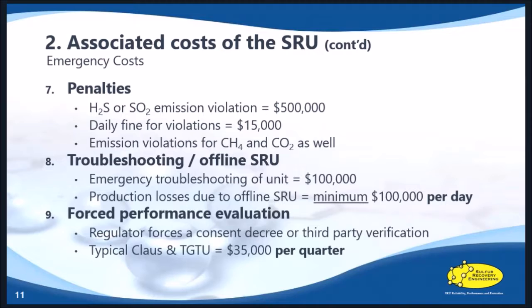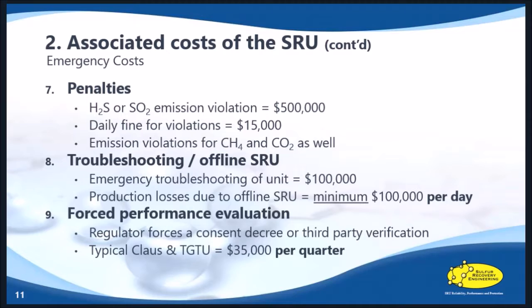Number 8, troubleshooting an offline SRU. This is an extension of the maintenance portion of equipment failure from the previous slide. But now we're going further. What is the cost of having a third party come in and evaluate and troubleshoot the problem that led to this emissions violation, the problem that led to the equipment failure? This is beyond just replacing the equipment. This is to identify what is going on, identify what is the actual problem. And you could pay a company like SRE upwards of $100,000 in order to troubleshoot the unit.